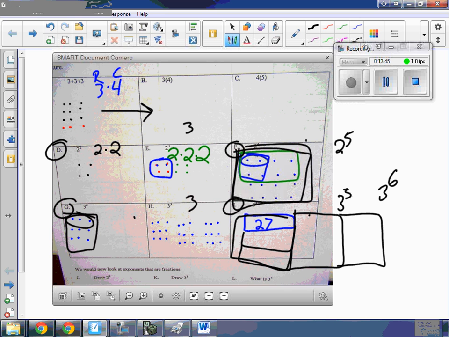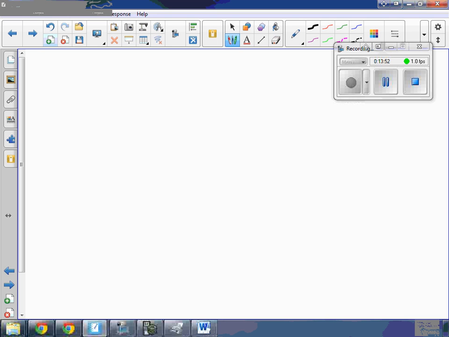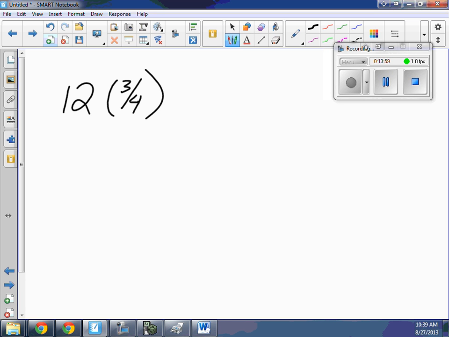Okay? So, I want to review something. You don't need to write this down. If I had 12 and I times it by 3/4, what do you get when you times 12 by 3/4? So this fraction is saying, can I break 12 into 4 equal parts? 4 equal additions.